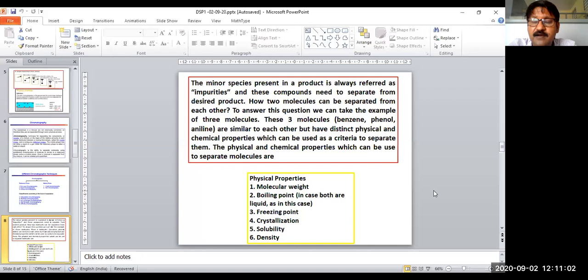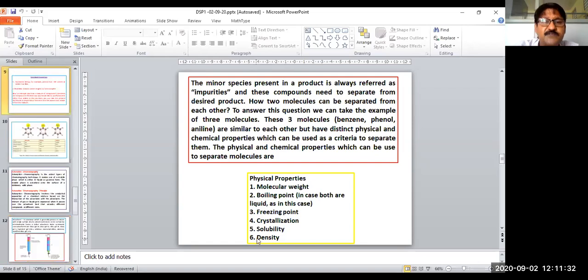Number two, you can separate by using the boiling point. You can separate by their freezing point. You can separate by crystallizing them, and you can check solubility and use one more solvent based on their solubility. And also you can separate based on their density difference. Based on the density difference, these three will look like different layers, so based on that also it is possible. Okay, these are physical properties.